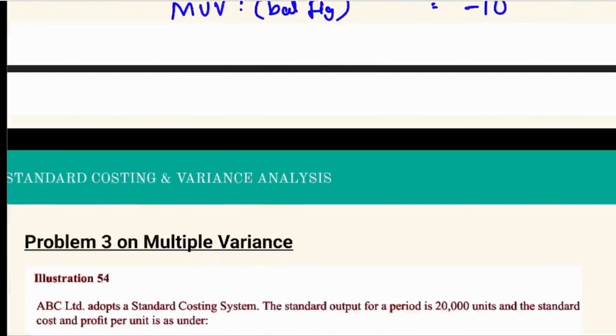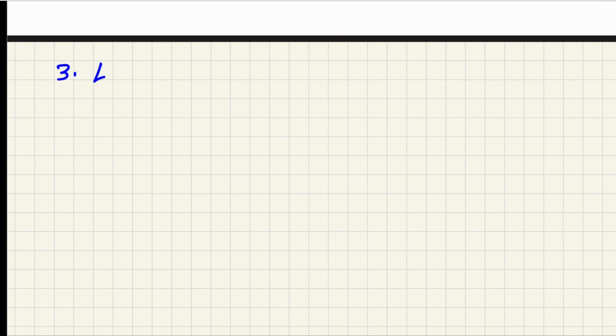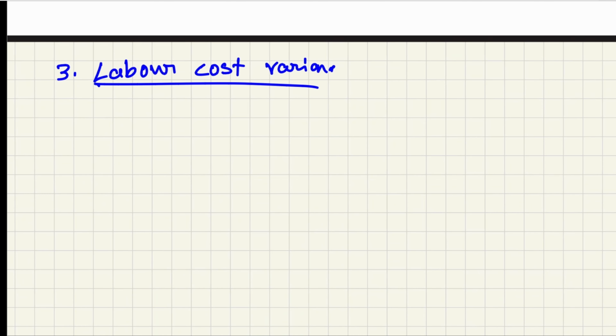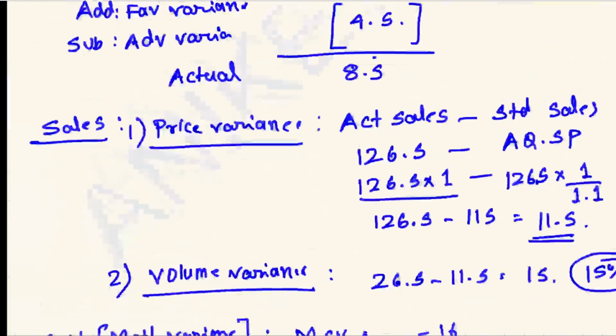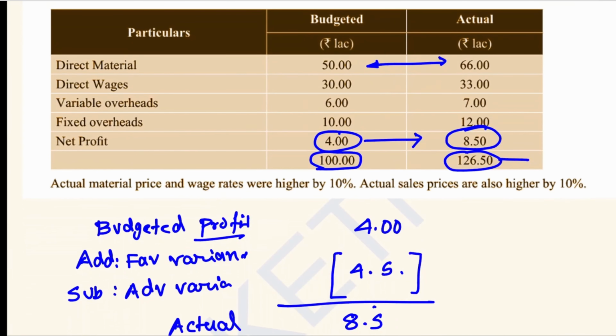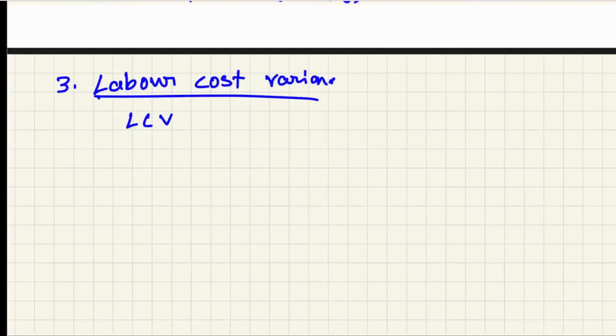Next is labor. So the third one is labor variances. Labor cost variance. So LCV, we can take it from the table. Standard 30, actual is 33. So minus 3. Labor cost variance is minus 3. How did we get 30 minus 33? So this is made up of two things: labor rate variance and labor efficiency variance.